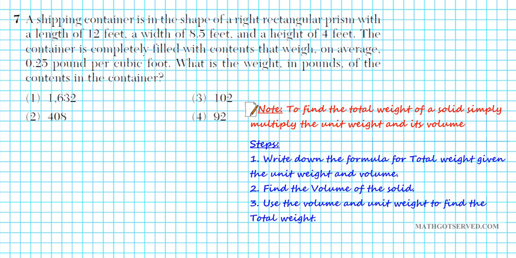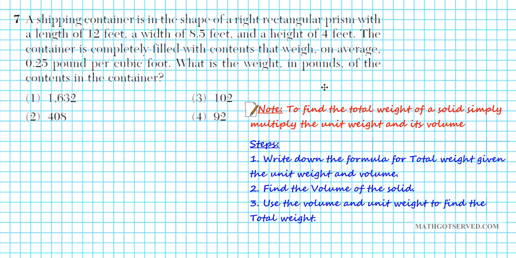All right, let's take a look at problem number 7. It reads, a shipping container is in the shape of a right rectangular prism with a length of 12 feet and a width of 8.5 feet and a height of 4 feet. The container is completely filled with contents that weigh, on average, 0.25 pounds per cubic foot. What is the weight in pounds of the contents in the container?